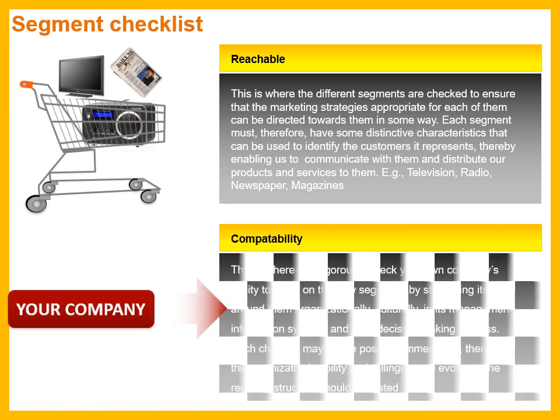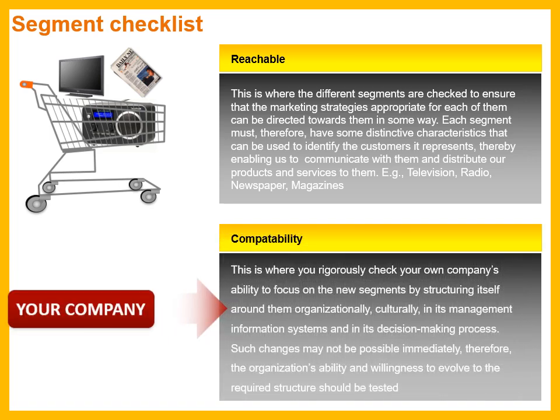Next is compatibility. This is where you rigorously check your own company's ability to focus on the new segments by structuring itself around them organizationally, culturally, in its management information systems, and in its decision making process. Such changes may not be possible immediately. Therefore, the organization's ability and willingness to evolve to the required structure should be tested.